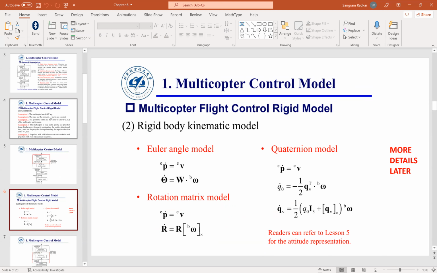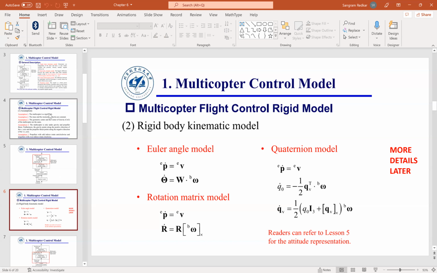In the last class, I briefly talked about three different ways of discussing rotation. One is Euler angle, second one is rotation matrix, and the third one is quaternion. We will start with the Euler angle model because that's very easy to understand and very easy to implement. I will give you some background information on rotation matrix and quaternion, but for practical applications, people usually use quaternion because of singularity issues. Euler angles have singularities.